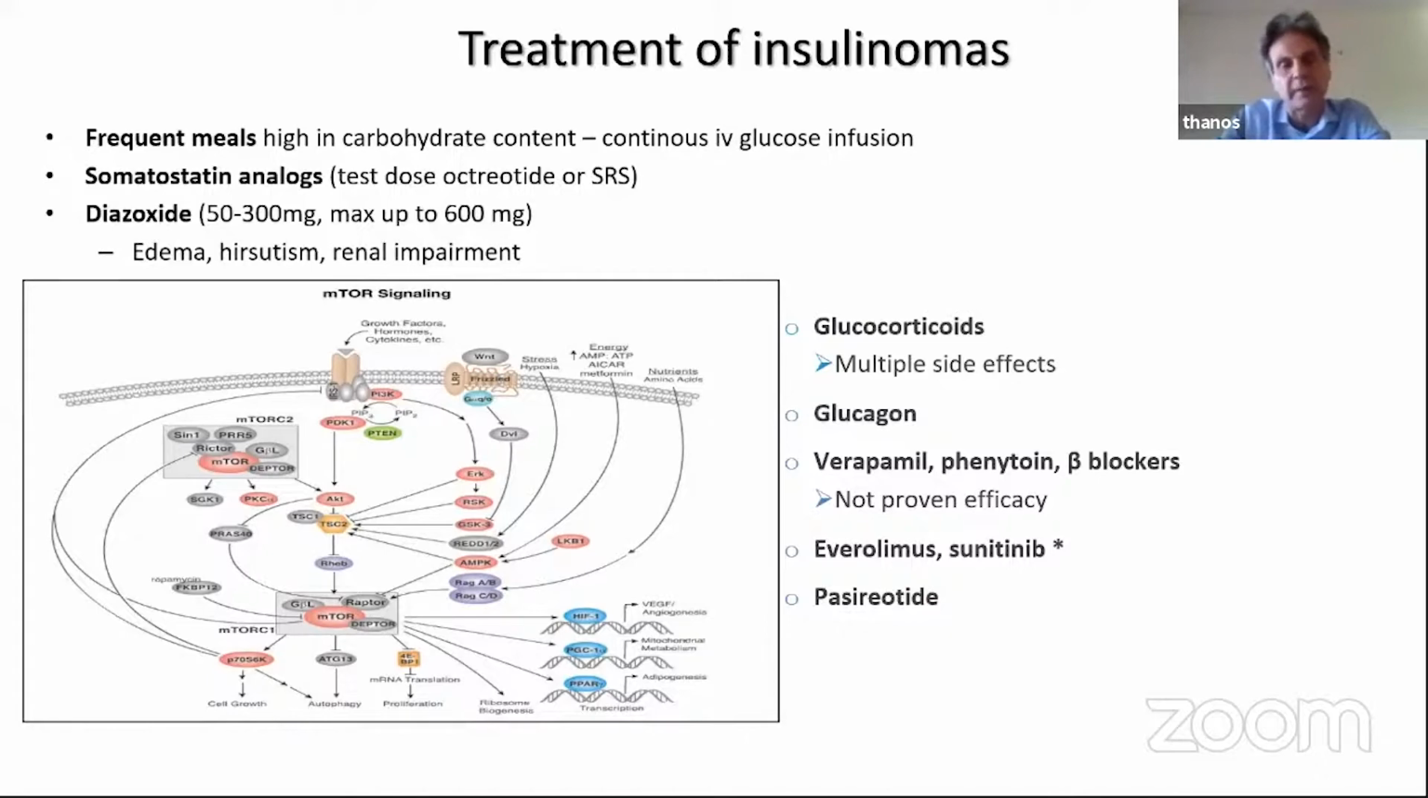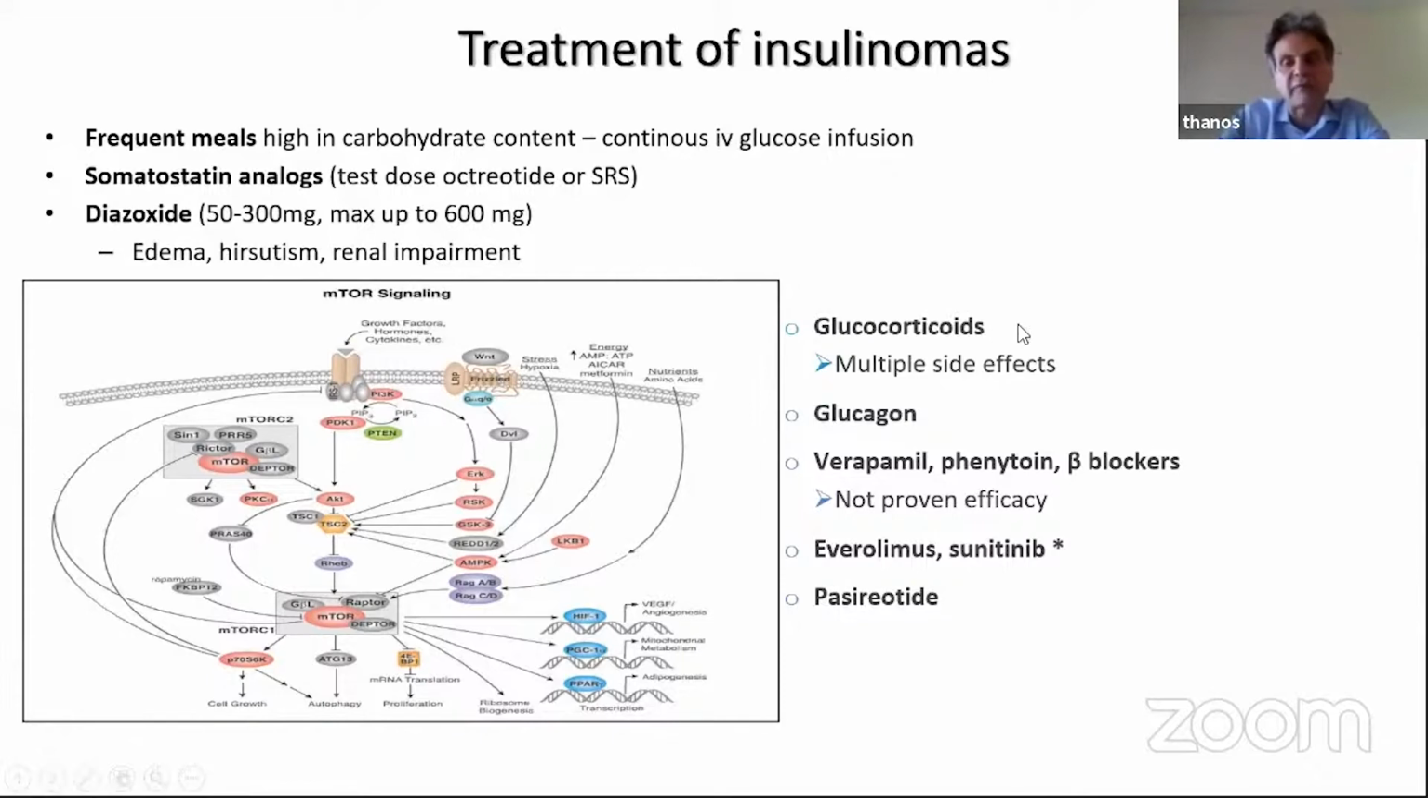So if we give them octreotide or other somatostatin analogs, which may inhibit counter-regulatory hormones like glucagon, if they don't express the receptors, they can even have worsening of the hypoglycemias. As I mentioned, diazoxide has been used for quite a considerable period of time. The dose is up to 600 milligrams, and about 50% can control the hypoglycemias, but they can be associated with side effects, and we don't know if there is an effect on tumor growth, probably not.